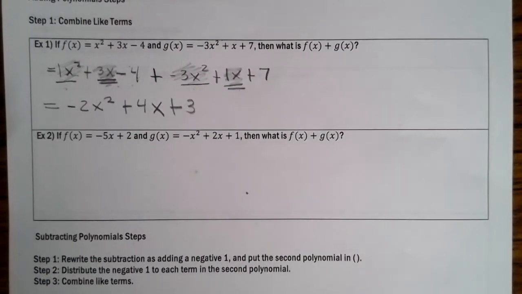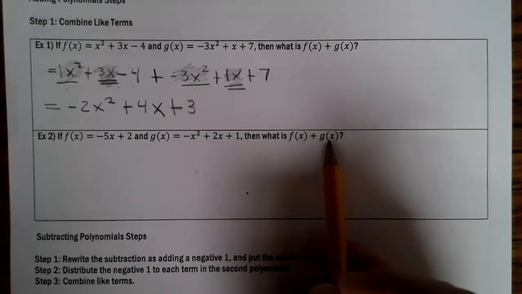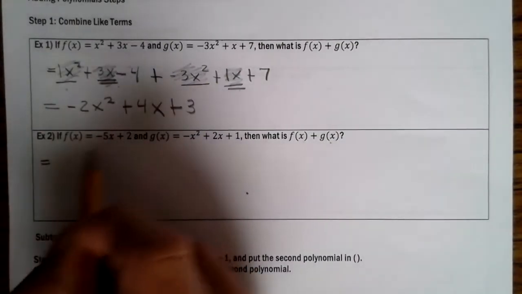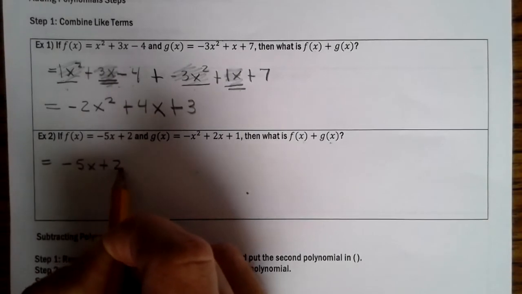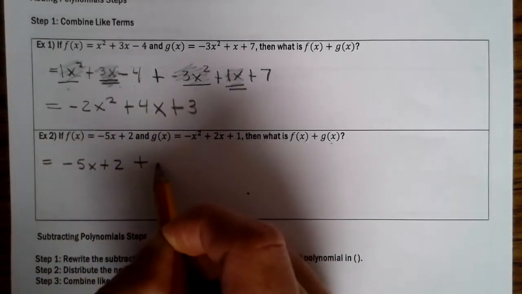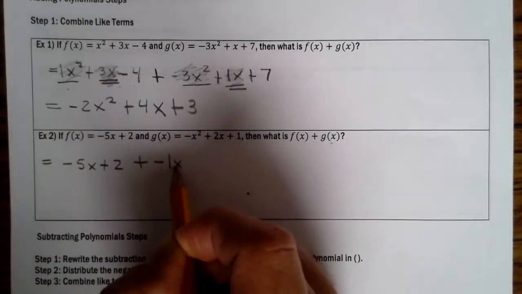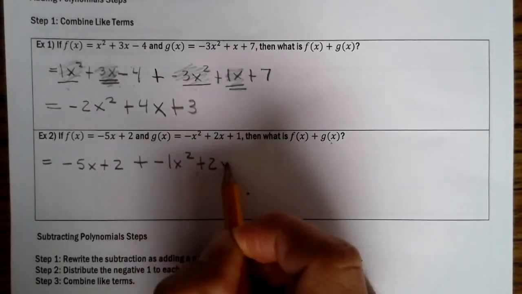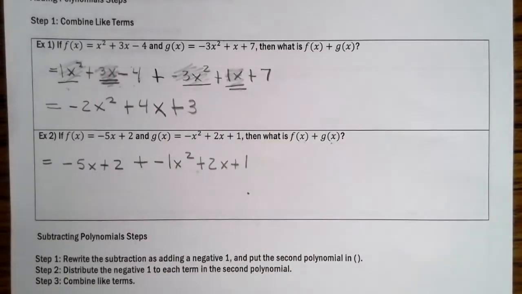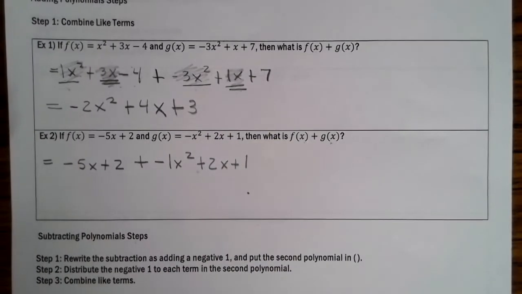Now let's look at example 2. Now again, we're adding f of x and g of x. So f of x is negative 5x plus 2, plus g of x, which is negative. I'm going to put a 1x squared in front of the, sorry, in front of the x squared, plus 2x plus 1.